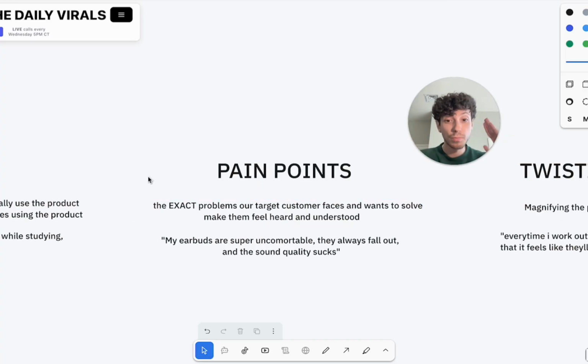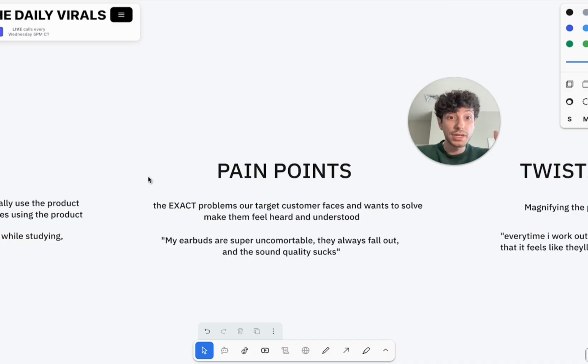Number 4, we have pain points. The exact problems that our target customer is facing and wants to solve. We want to make them feel heard and understood. So an example with the headphones again is, say you're using wired earbuds. My earbuds are super uncomfortable, they always fall out, and the sound quality sucks. If someone has that same exact pain, that same exact issue that they're going through, and you can communicate that exact feeling to them and be like, I'm right there with you, bro, it's going to make them feel super understood and be like, okay, this ad is for me.